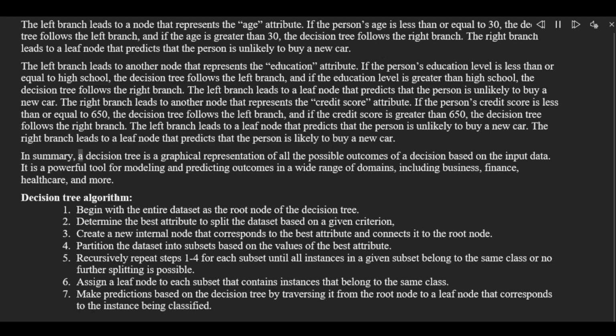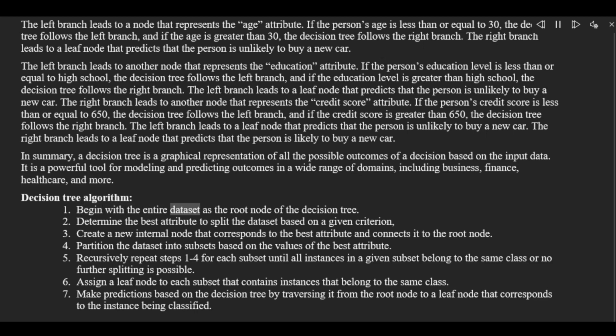In summary, a decision tree is a graphical representation of all the possible outcomes of a decision based on the input data. It is a powerful tool for modeling and predicting outcomes in a wide range of domains, including business, finance, healthcare, and more. Decision tree algorithm.